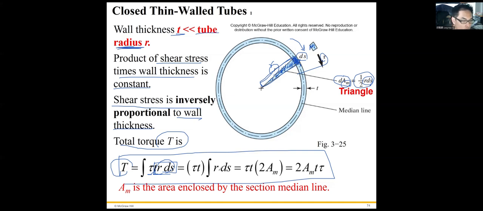Okay, so r times ds represents twice Am. So we can figure out the total torque applied to a thin wall equals 2 times Am times t times tau. Am is the area enclosed by the section median line, okay, section median line.